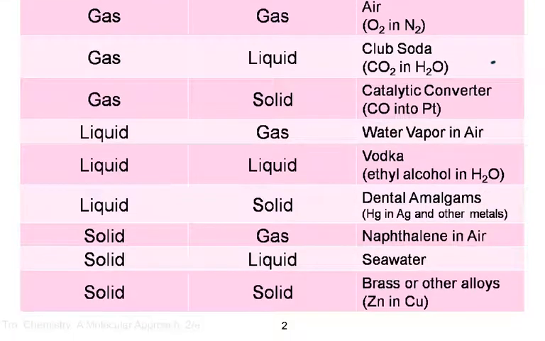So liquid dissolved in gas would be water vapor in air. Liquid in a liquid could be something like vodka, ethyl alcohol dissolved in water. Liquid in a solid, an example is dental amalgams used to fill cavities. A solid in a gas, naphthalene, which is mothballs, can go into the air, but it's still a solid particle. A solid in a liquid, seawater, that's the one that you most commonly think of. And then a solid in a solid would be brass or other alloys. Brass is zinc in copper.